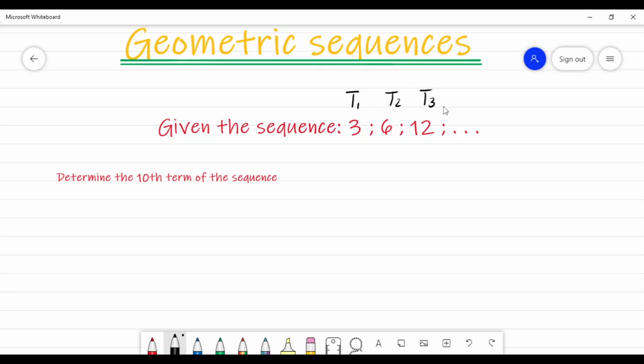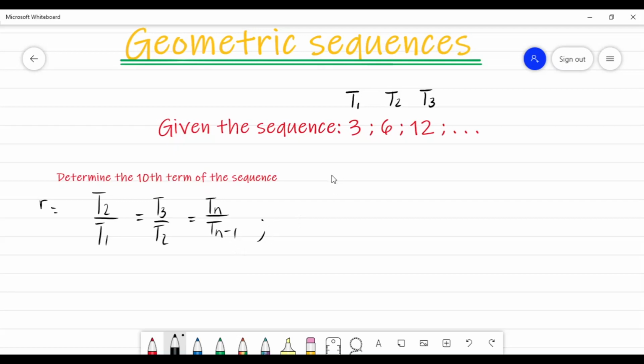So how does a geometric sequence want us to prove that we've got a common ratio between the consecutive terms? The formula that we're supposed to use is: the common ratio r is equal to T2 over T1, which is equal to T3 over T2, and that is equal to Tn over Tn minus 1. Okay, so let's do that.